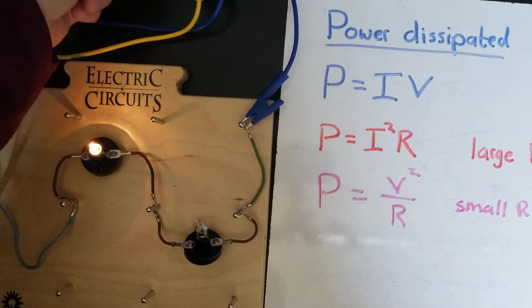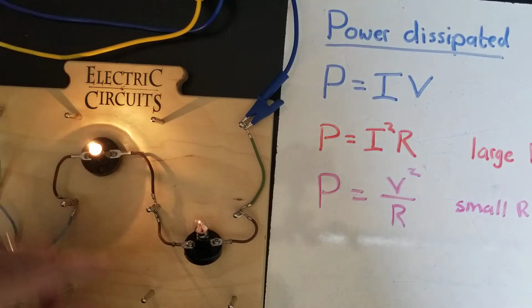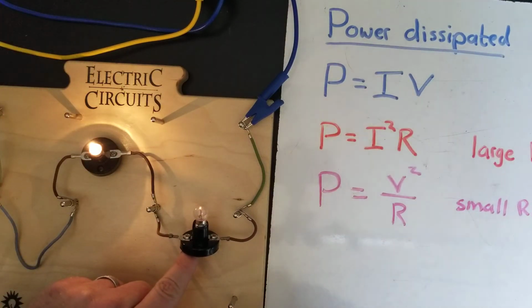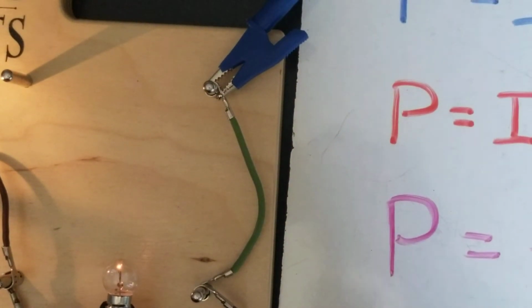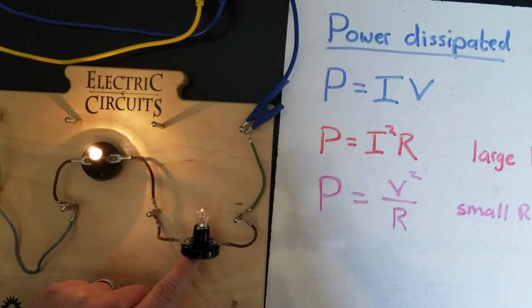I can try to increase the voltage to see if I can make it brighter. So now I can see it. I don't know if you can see it. Just barely glowing right there.